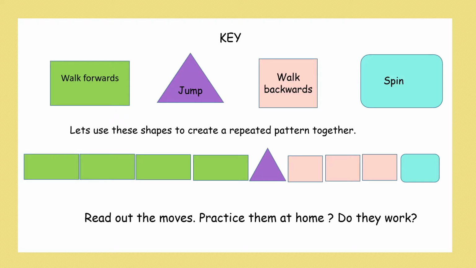So this is a key. A key shows what symbols mean. So for example, our key to create the dance that we would like Monster to do is based on shapes, and each shape has a command for Monster to carry out. So the green square means walk forwards, the purple triangle means jump, and the pink square means walk backwards, and the rectangle means spin. So let's use these shapes to create a repeated pattern together.